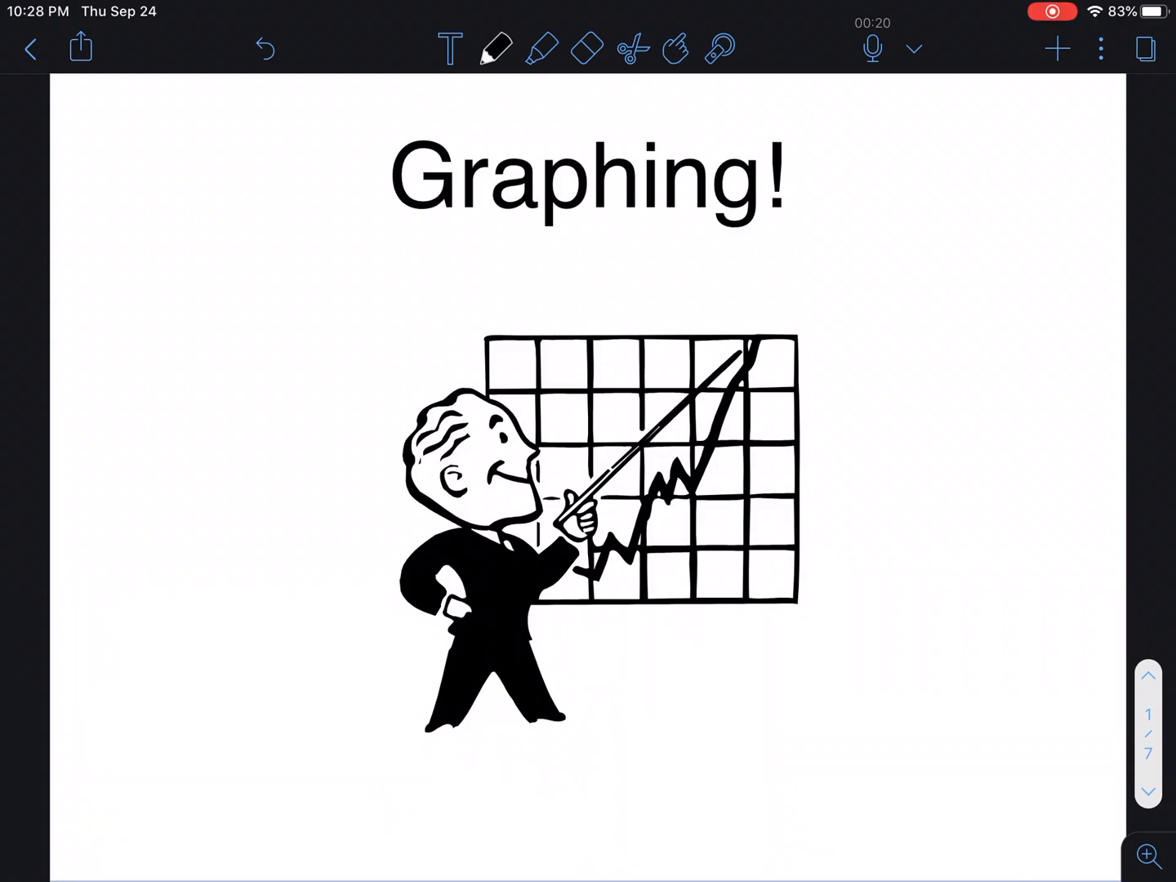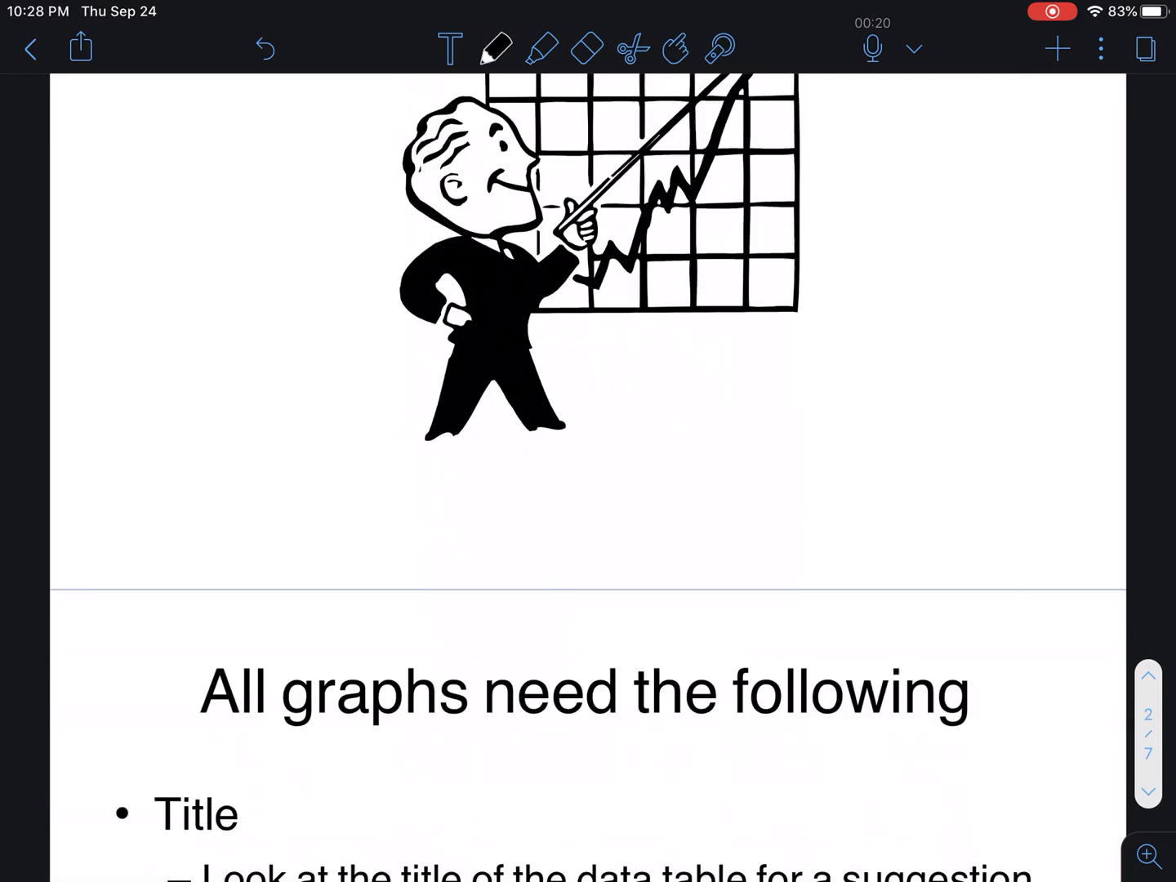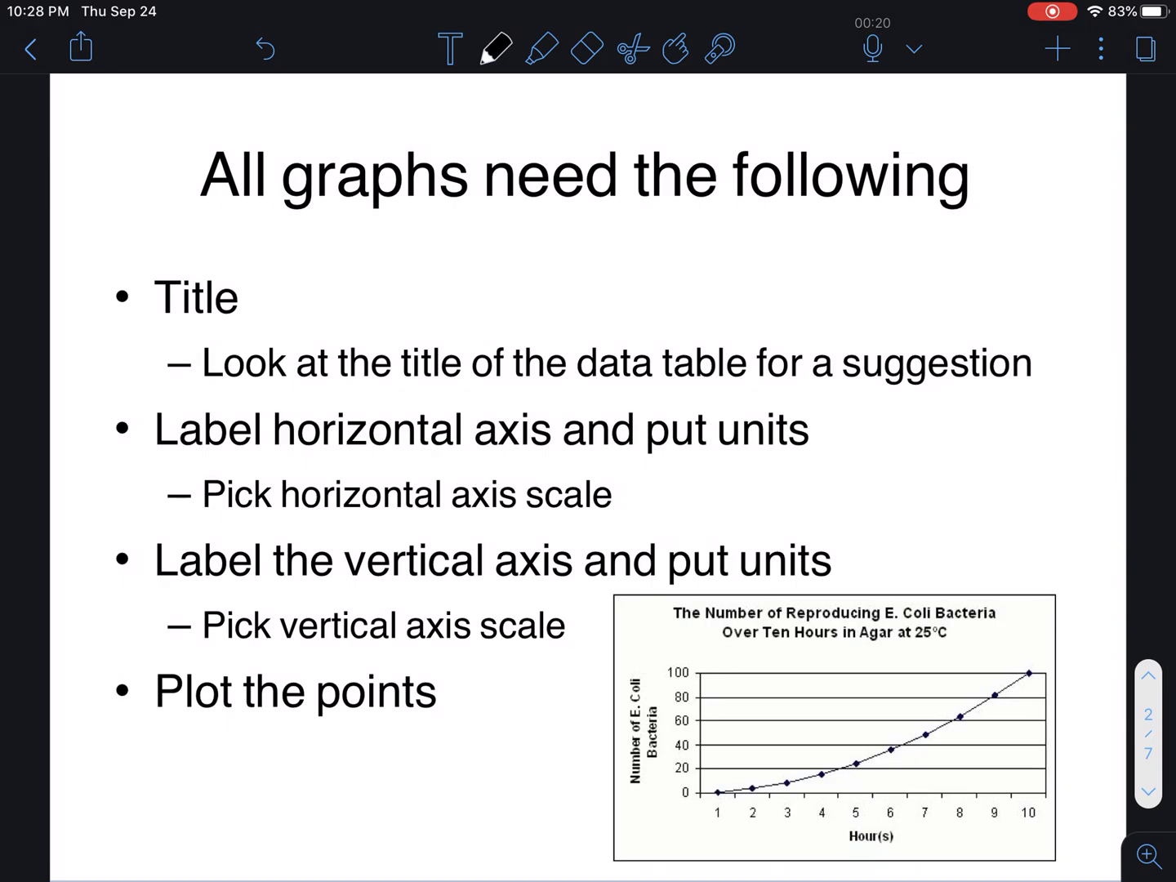All right, chemistry students, we are going to do a little video on your notes for making graphs in a chemistry class. So let's take a look at these. When you're making a graph, your graph needs to have the following points. You need to have a title.